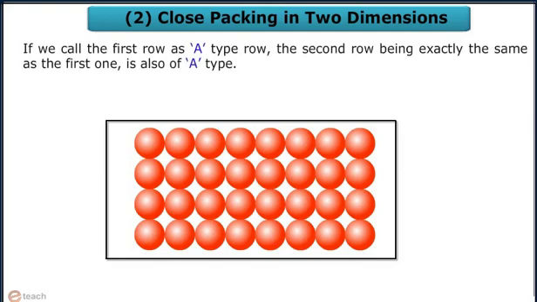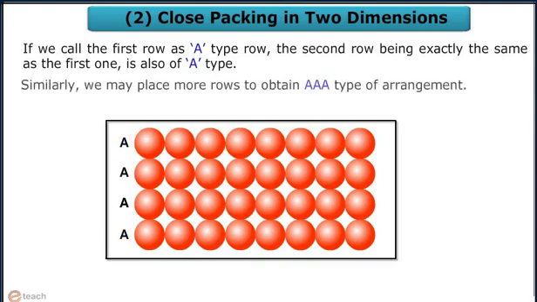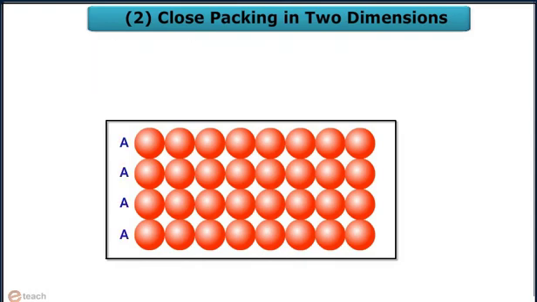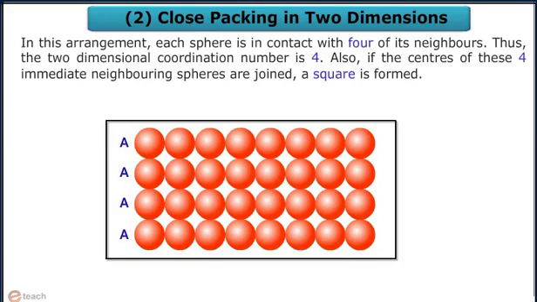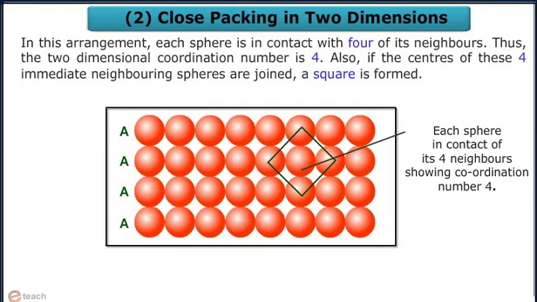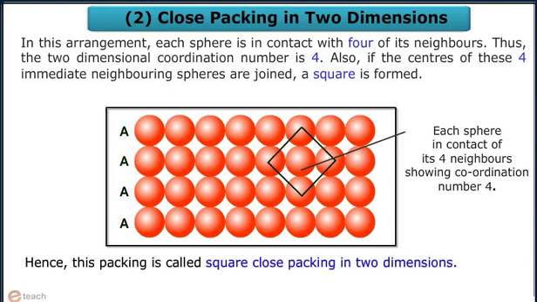If we call the first row an A-type row, the second row, being exactly the same as the first one, is also of A-type. Similarly, we may place more rows to obtain an AAA type of arrangement. In this arrangement, each sphere is in contact with 4 of its neighbors. Thus, the two-dimensional coordination number is 4. Also, if the centers of these 4 immediate neighboring species are joined, a square is formed. Hence, this packing is called square close packing in two dimensions.